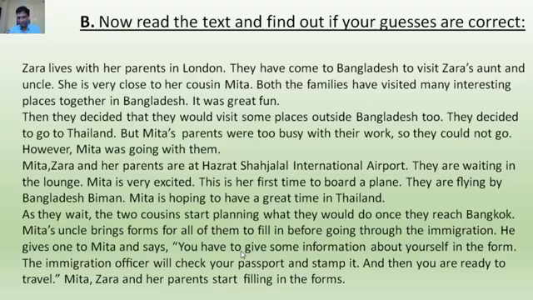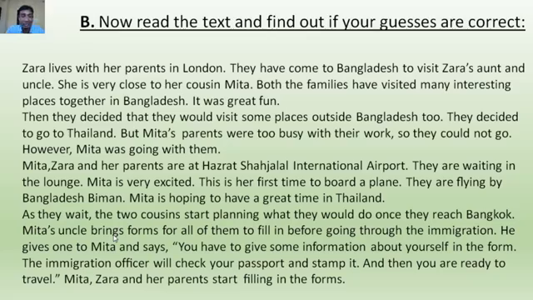As they wait, the two cousins start planning what they would do once they reach Bangkok. Mita's uncle brings forms for all of them to fill in before going to the immigration. He gives one to Mita and says, "You have to give some information about yourself in the form. The immigration officer will check your visa, will check your passport and stamp it."